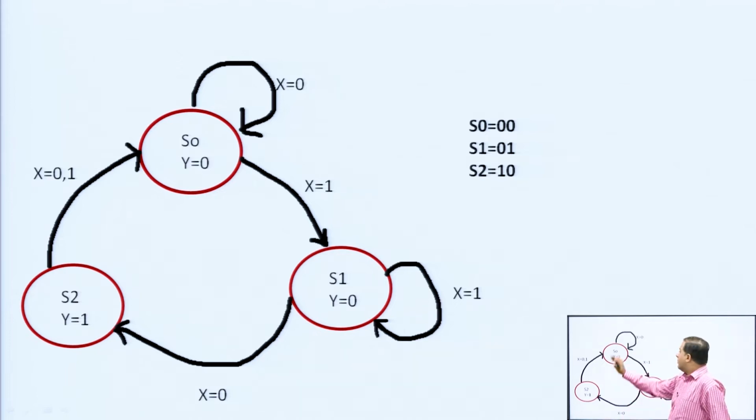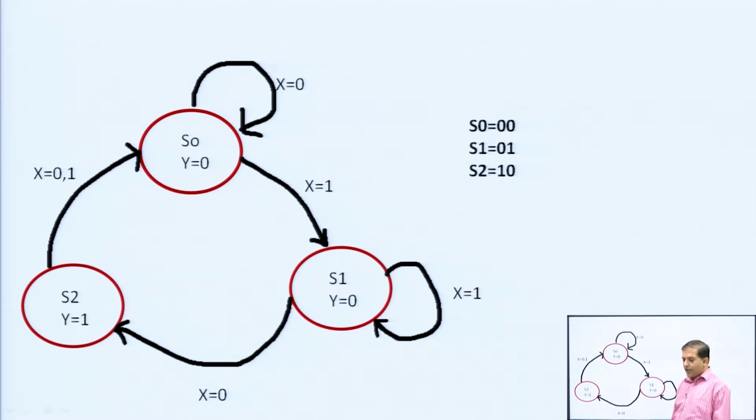Here one question is given. We have not been told whether it is Mealy or Moore; it is not given, right. From the diagram you have to understand what type of circuit is given, and the actual question is you have to draw the clocked synchronous sequential circuit for this diagram.